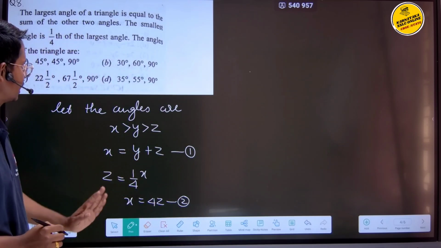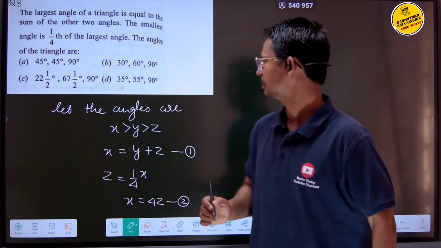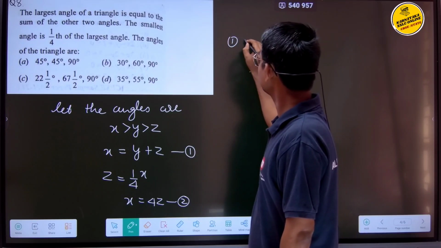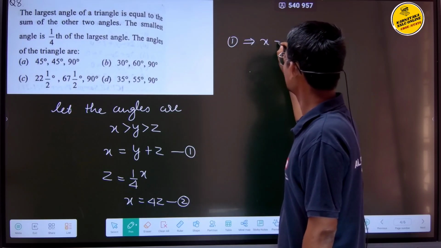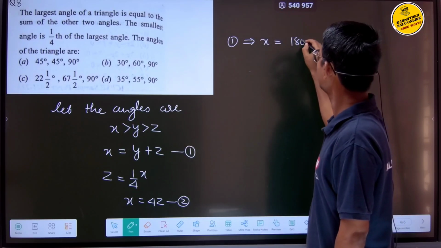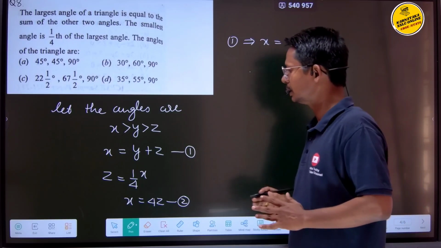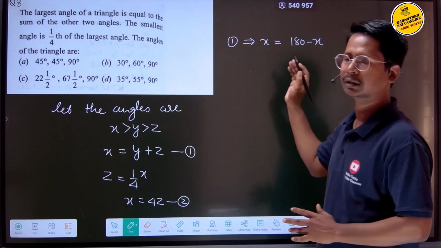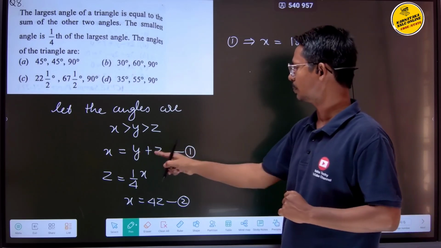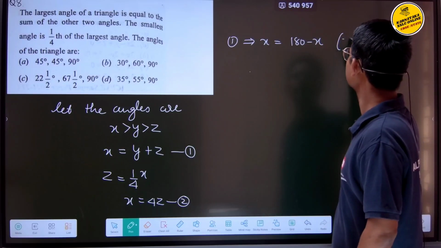With the 2 equations I need to find all 3 angles. Yes, what would be the next step? See, when I see equation 1, it is very obvious. x equal to, shall I write in the place of y plus z as 180 minus x? Because in order to solve any linear equations, we need the equation in one variable. So here we have three variables. So I'm expressing y plus z as 180 minus x. Why? Because it is angle sum property.